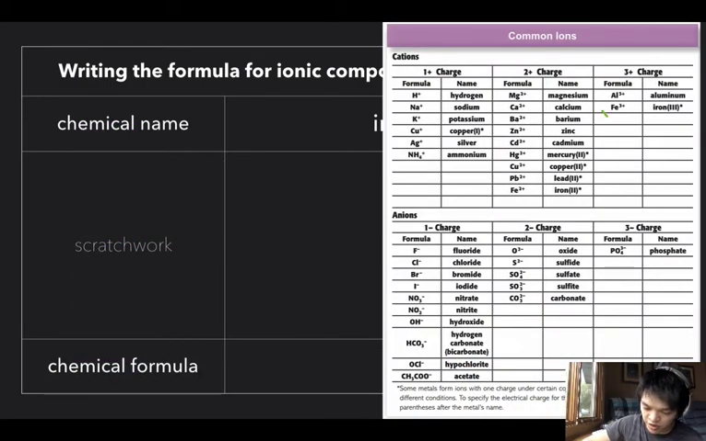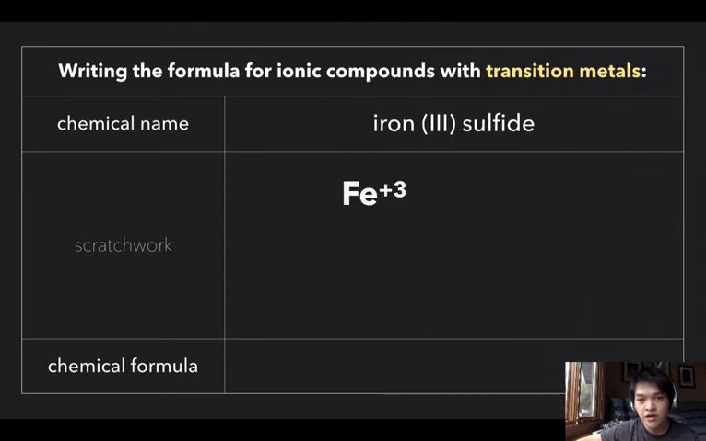I do want to show you on our resource sheet. Iron 3 is listed. It's right here. Iron 3 has a positive 3 charge, like we said. Okay, so iron 3, Fe positive 3. Sulfide, if you remember it, is S negative 2. Do these cancel out? Positive 3, negative 2. They do not. We need more negative in this case.